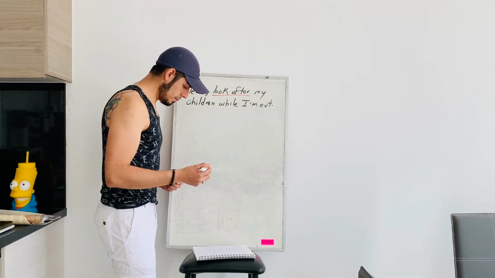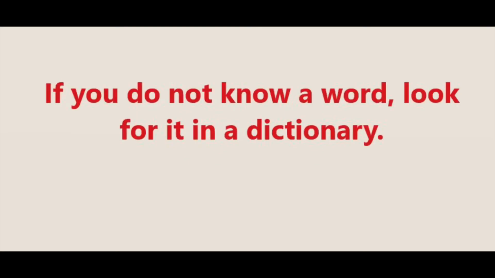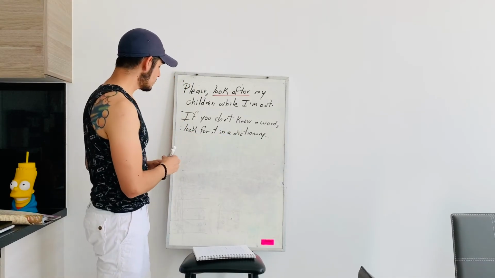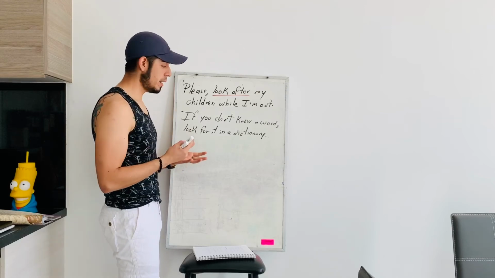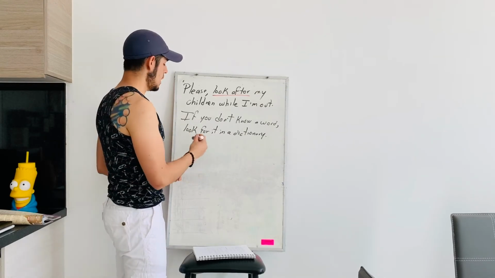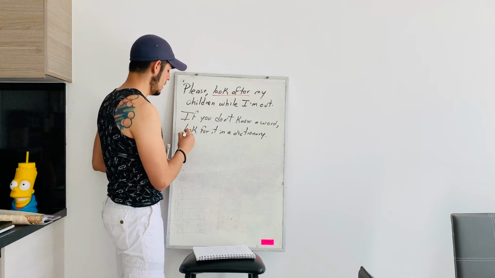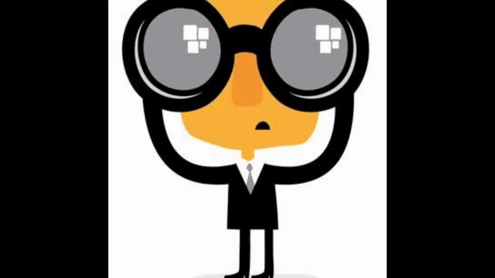And we have look for. Now in this case, if you don't know a word, look for it in a dictionary. So this is also conditional. Actually, this is conditional type 1. So if you don't know a word, you can look for it in a dictionary. And in this case, look for is to search or investigate maybe something.